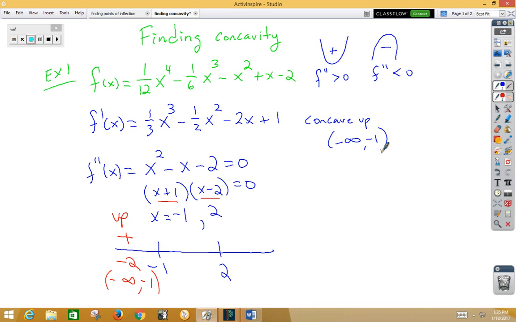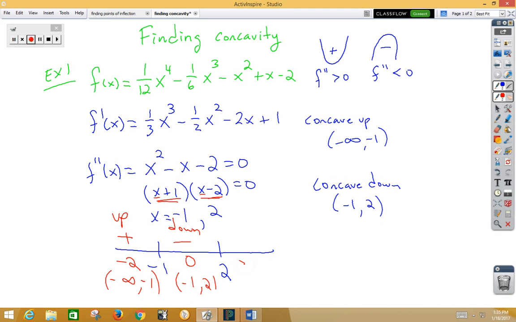Test something in between -1 and 2, like 0. Plug that in for the x values. We get a positive times a negative is a negative, so that's concave down over the interval -1 to 2. So we can go ahead and list concave down from -1 to +2.